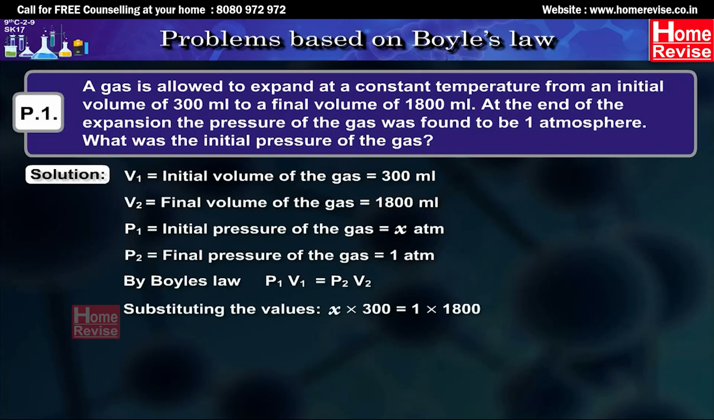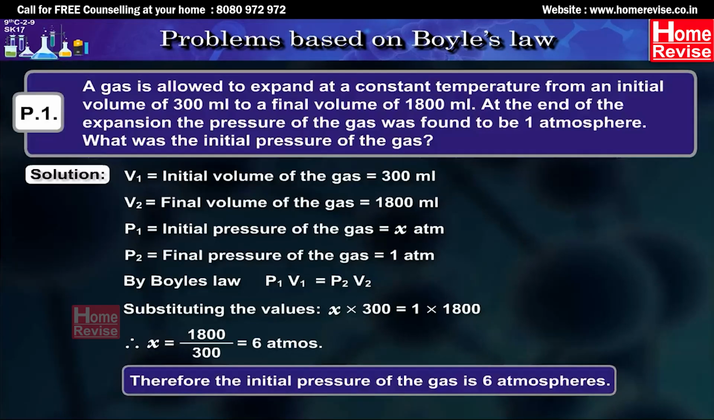Substituting the values, x into 300 is equal to 1 into 1800. Therefore, x is equal to 1800 upon 300, which equals 6 atmospheres. Therefore, the initial pressure of the gas is 6 atmospheres.